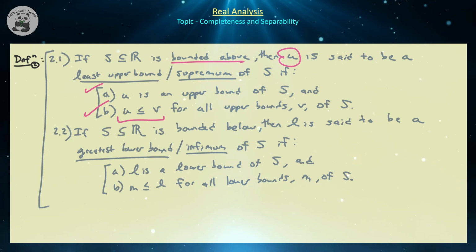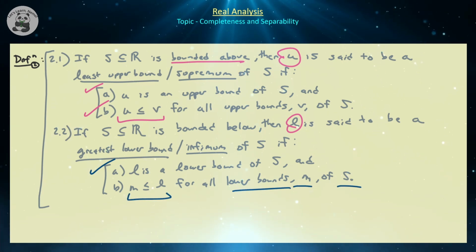Also, similarly, if S is a subset of the set of real numbers and it's also bounded below, with L a lower bound of S, then we say that L is a greatest lower bound, or infimum of S, if it satisfies, again, two characteristics. The first being L must be, of course, a lower bound of S, and it must be greater than or equal to all other lower bounds of S, i.e. M is less than or equal to L for all lower bounds M of S.